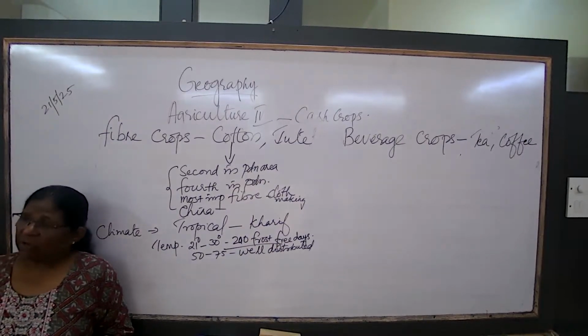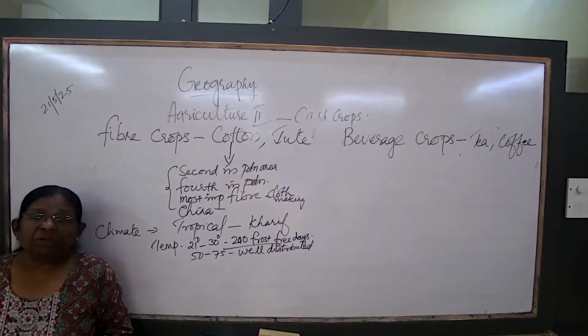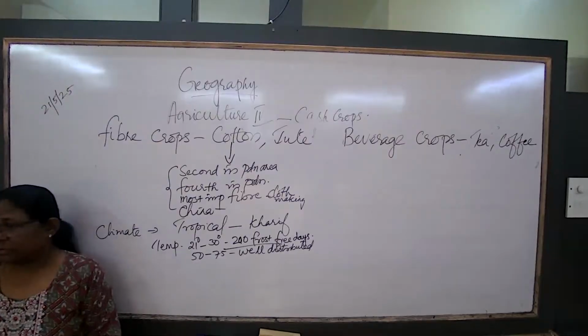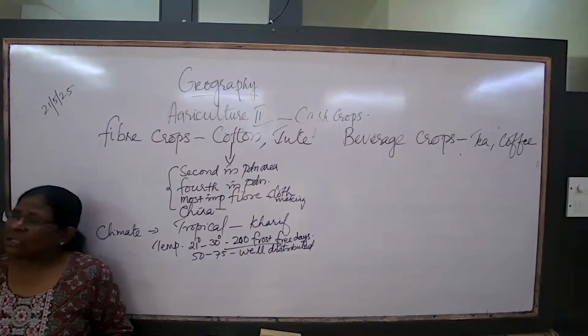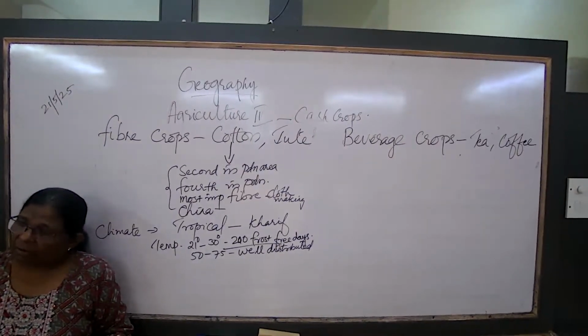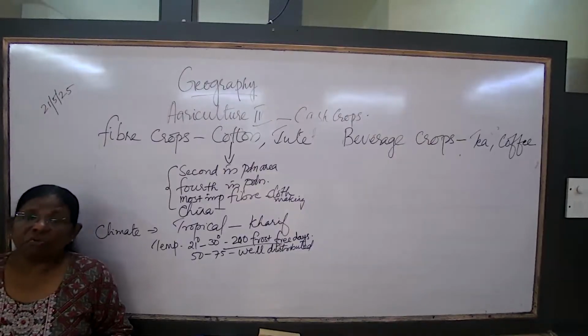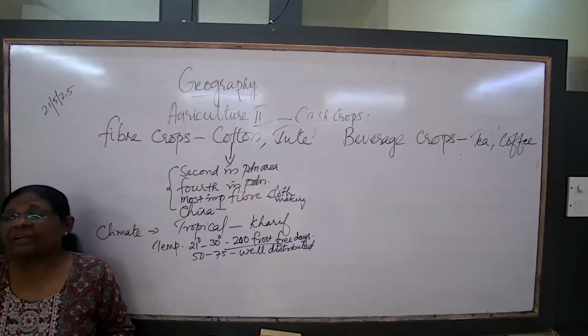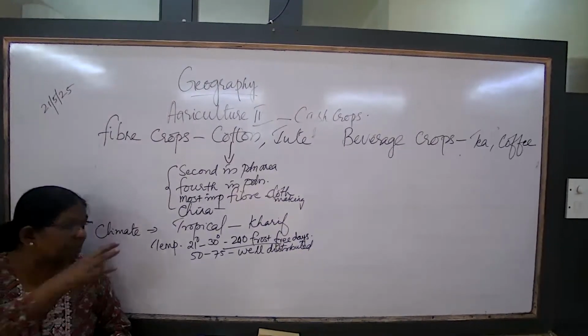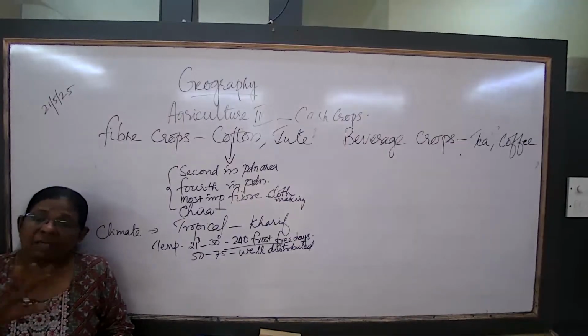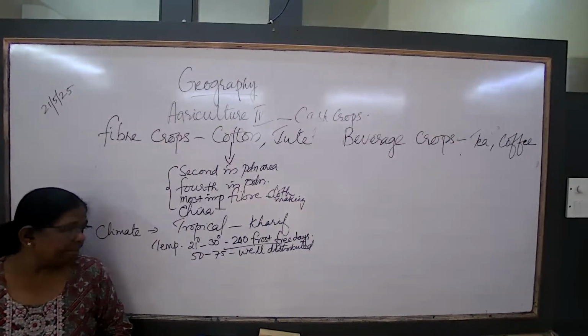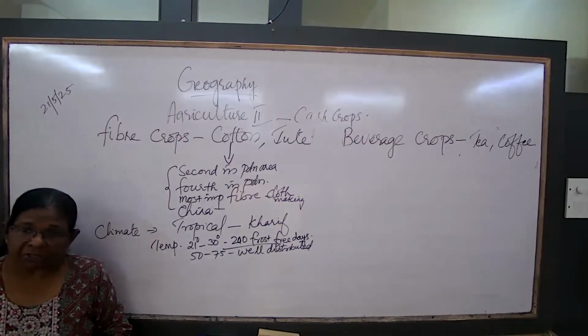Even in alluvial soil it can be grown, but not that much. Nowadays, many crops are grown in other regions also by creating conditions for them. But the best condition is black soil. Okay. You understood the soil, no?